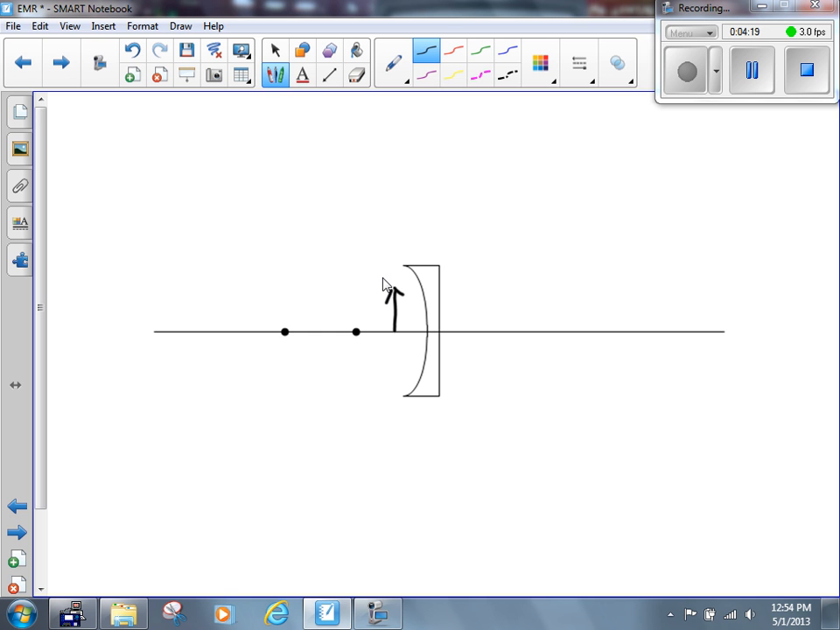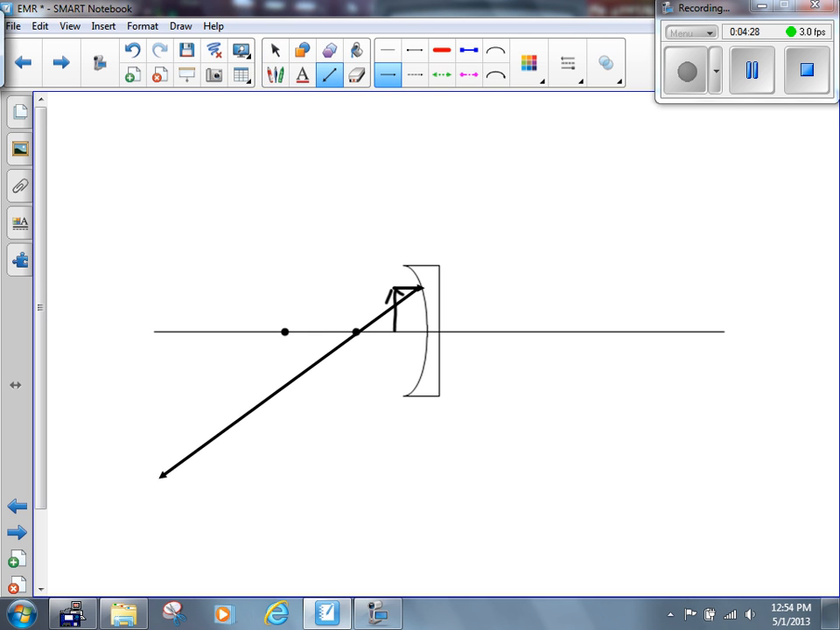Let's take a look and see if that's what we get when we draw this ray diagram. First ray is going to go from the top of the object parallel to the principal axis and then down through the focal point. Where's that second ray going to go? This one's a little bit trickier than the one we did in the last picture.